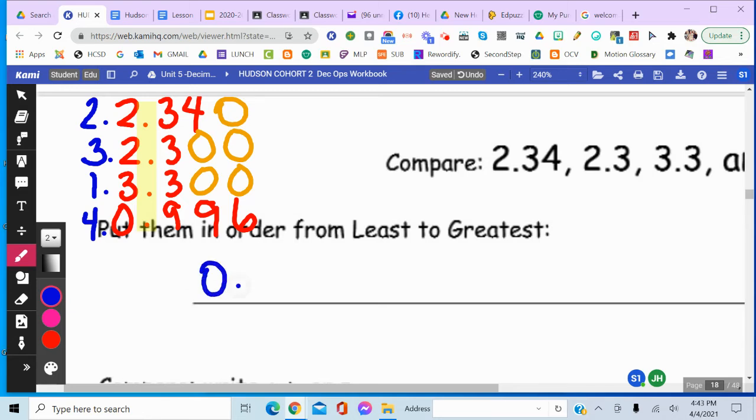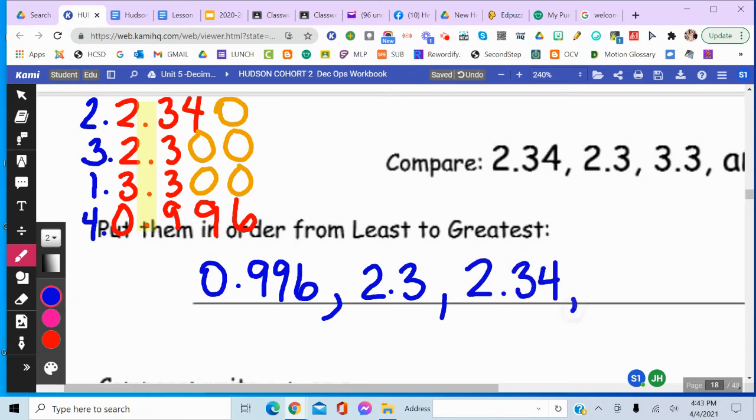So 0 and 996 thousandths, comma. Make sure that you always separate those numbers with commas, otherwise they're going to look like one giant number. 2 and 3 tenths, and I don't need to put all those extra zeros on. I can if I want to, but I don't have to. Just remember which ones were originally there and which ones weren't. 2 and 34 hundredths, and then 3 and 3 tenths. Okay, so you write them down, you line them up, and then order them from least to greatest.